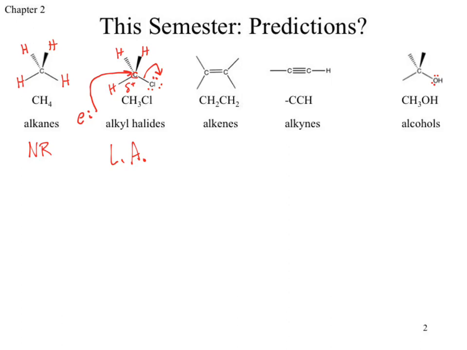To be a really good Lewis acid, what would we expect to see? A formal positive charge. We only have a partial positive, so it's not the greatest, but it's a pretty solid Lewis acid. Okay? Can it be a Bronsted-Lowry acid?